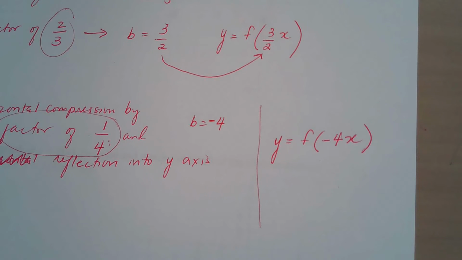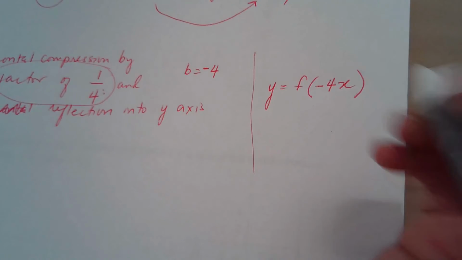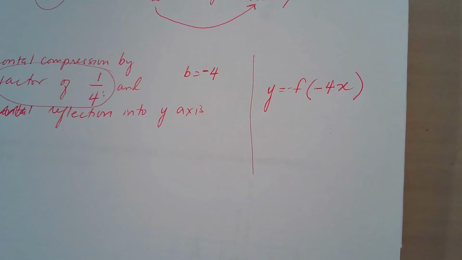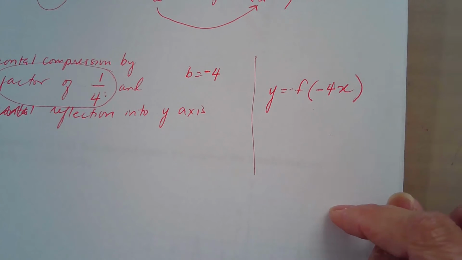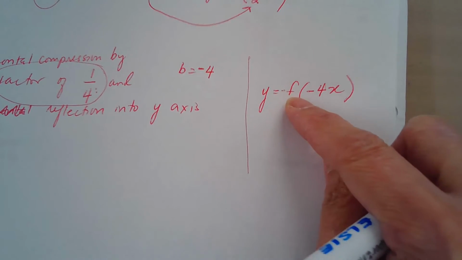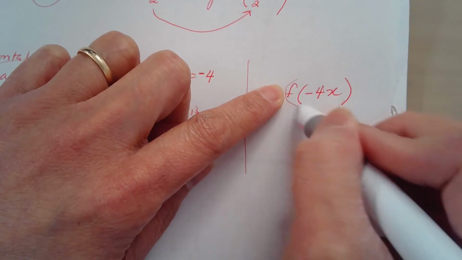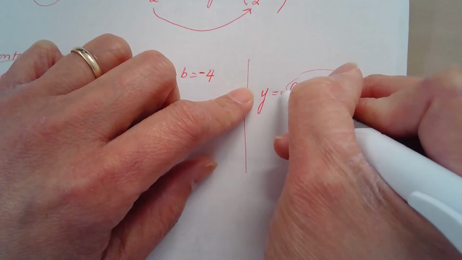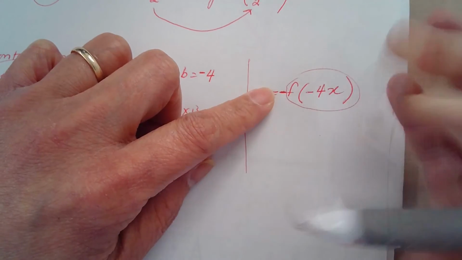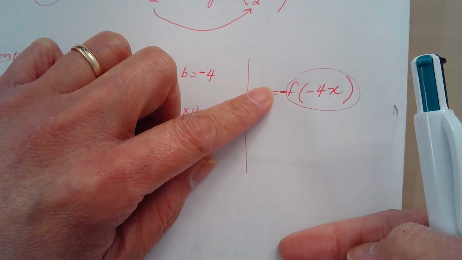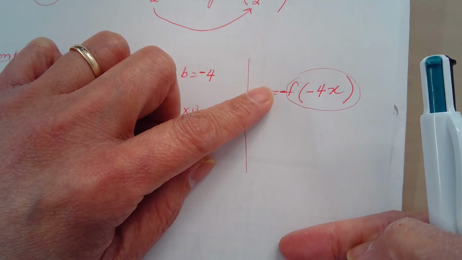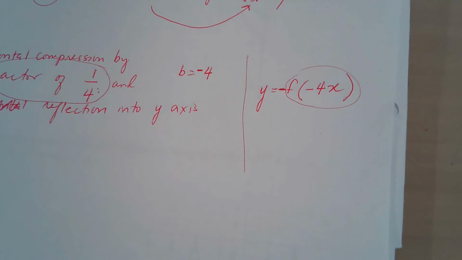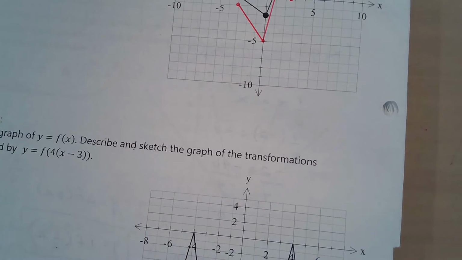If it's reflection onto the x-axis, then the negative is on the outside. It's the y value that's changing, so it's f of all of these. That's the y value. So if you put a negative in front of that, then it's reflected onto the x-axis. Okay. Is that good? So we're going to have a few more examples.